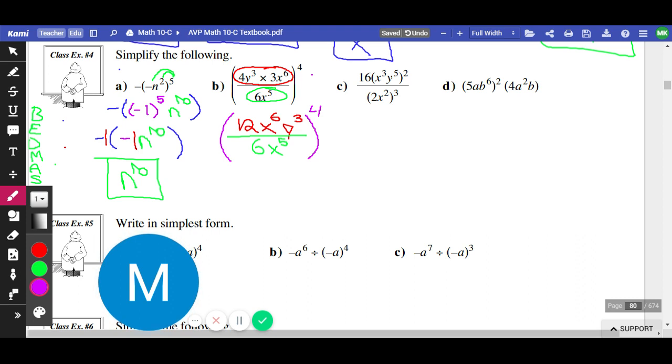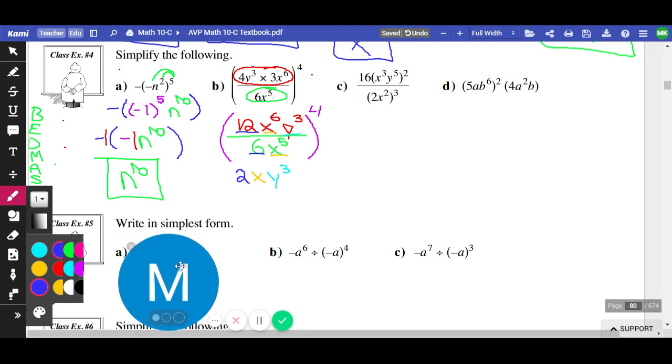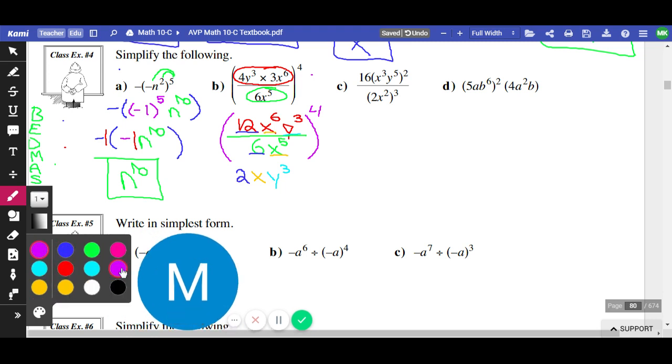Now I look at that thing. I have division. I can combine things using division. So let's look at numbers first. 12 divided by 6 would turn into 2. x to the 6 divided by x to the 5 would become x. And y to the 3 would still just be y to the 3. And it's all still to the power of 4.